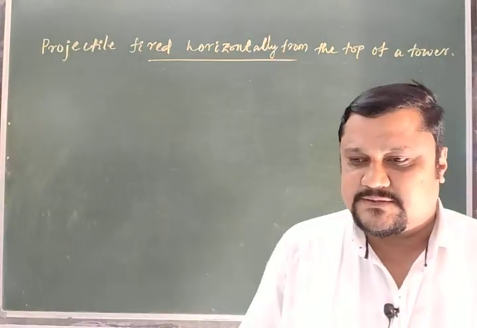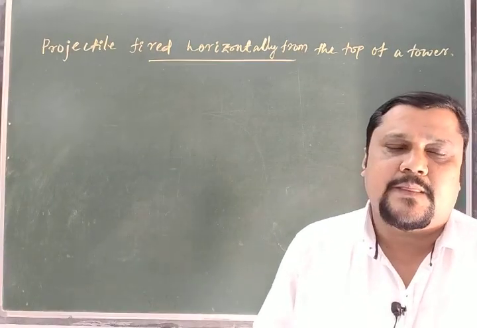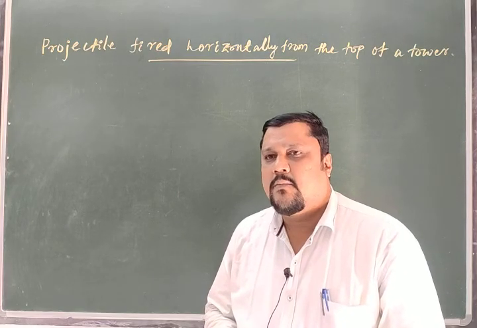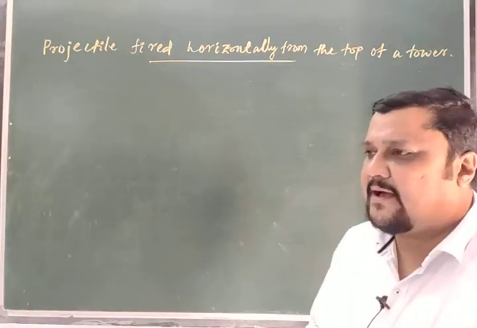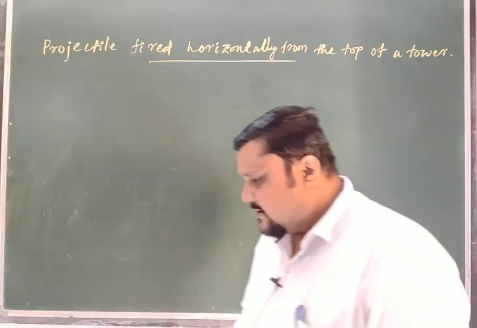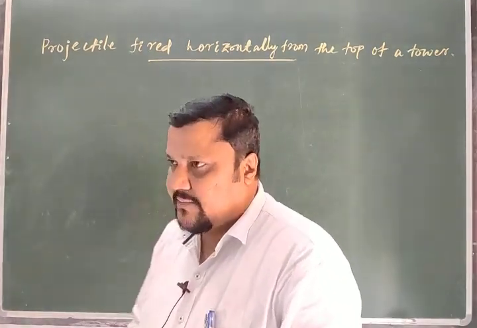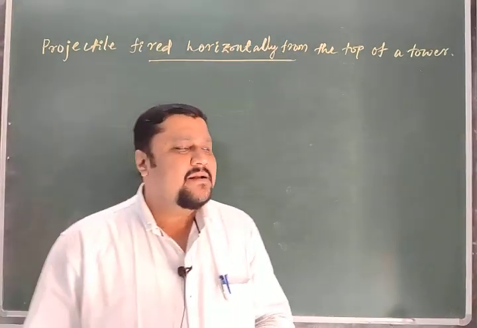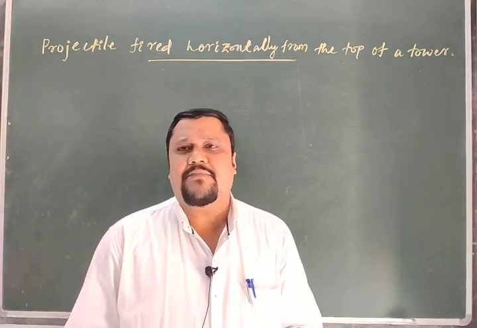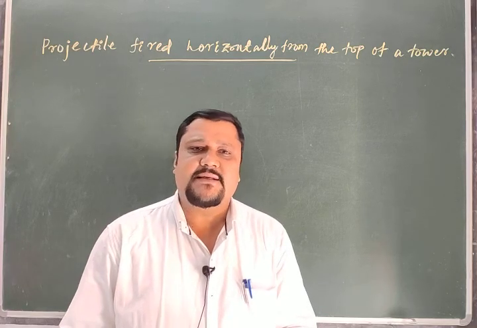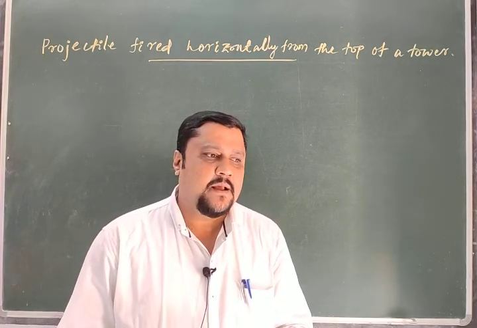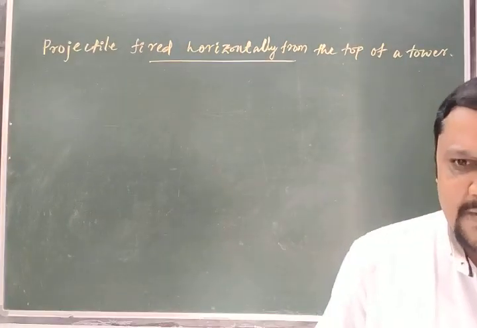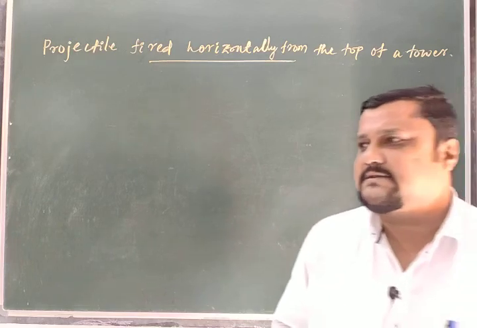In the last videos we discussed projectile motion for a projectile fired at an angle theta with the horizontal, that is the oblique projection. In that we got the trajectory of the projectile. It shows us a parabolic path, and the time of flight, horizontal range and maximum height, that we have discussed.